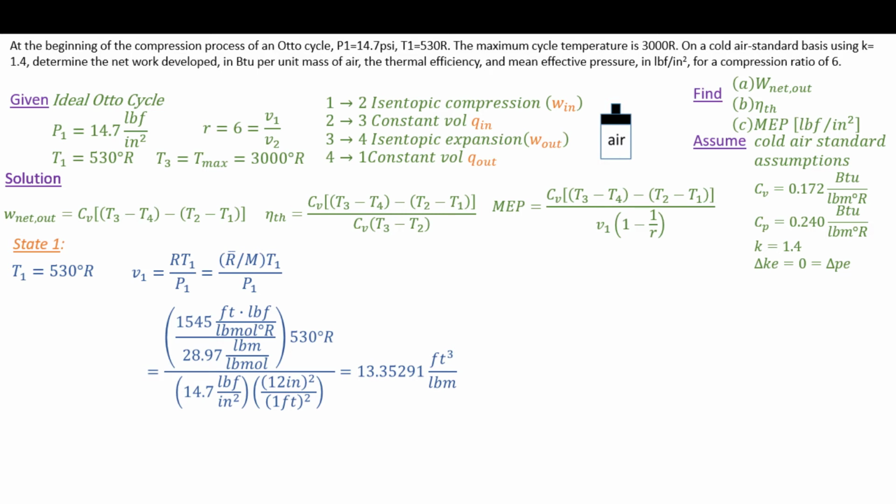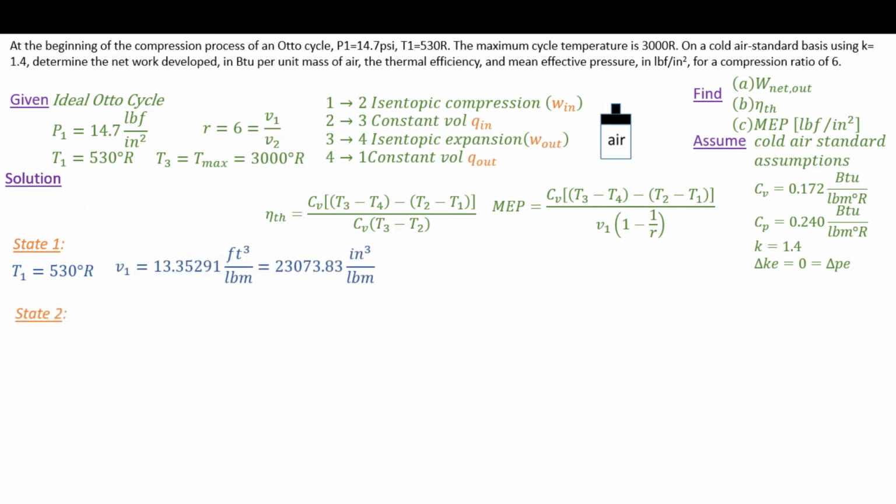I do need to make sure that I reconcile all my units, and I get a specific volume of 13.35291. Of course, I'm not rounding that off until the very end. But I do look ahead and I see that mean effective pressure is going to need to be in pound force per inch squared. So I'm going to go ahead and put this in terms of inches cubed per pound mass. So it's a bigger number, obviously, but I'm going to keep that in my back pocket, see which one is useful to me when it comes to plugging in those numbers.